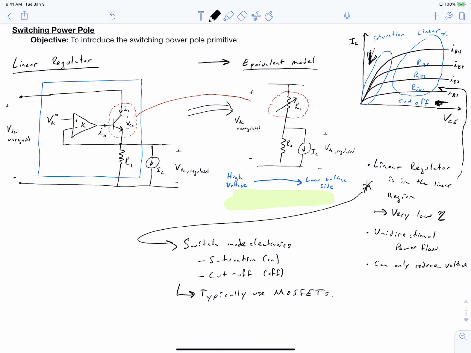So what does this mean? Well, we've been talking kind of abstractly. Let's get down to a model of a switching regulator. The fundamental equivalent model that we're going to be considering is something called a switching power pole. I'm going to first draw this as a mechanical single pole double throw switch. So you can think about a light switch. Right? You've got one pole and two throws.